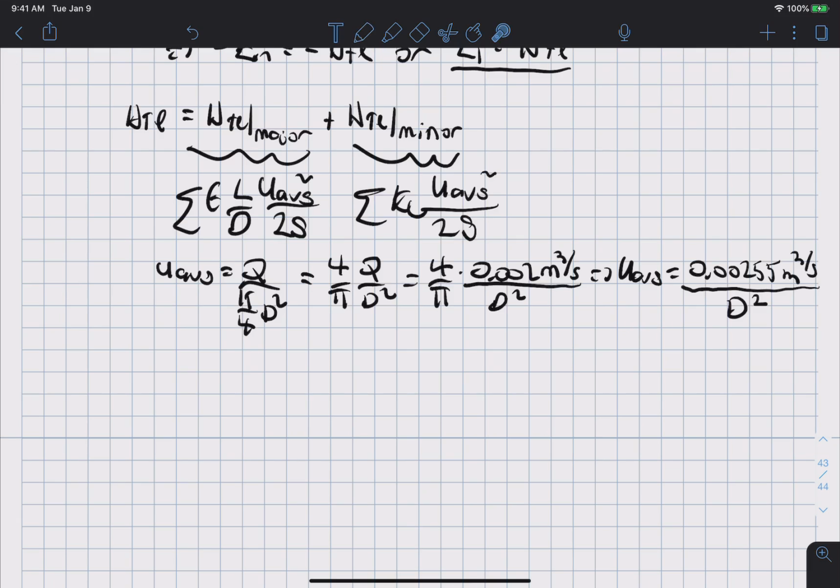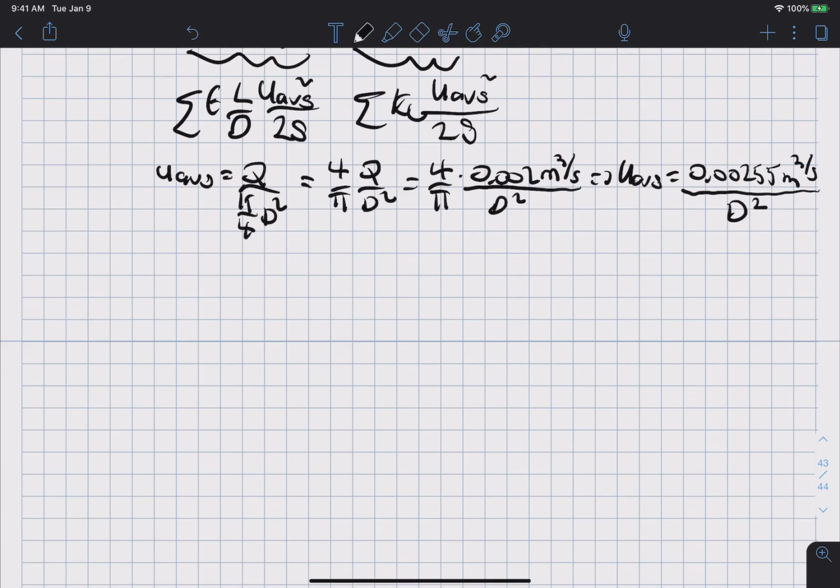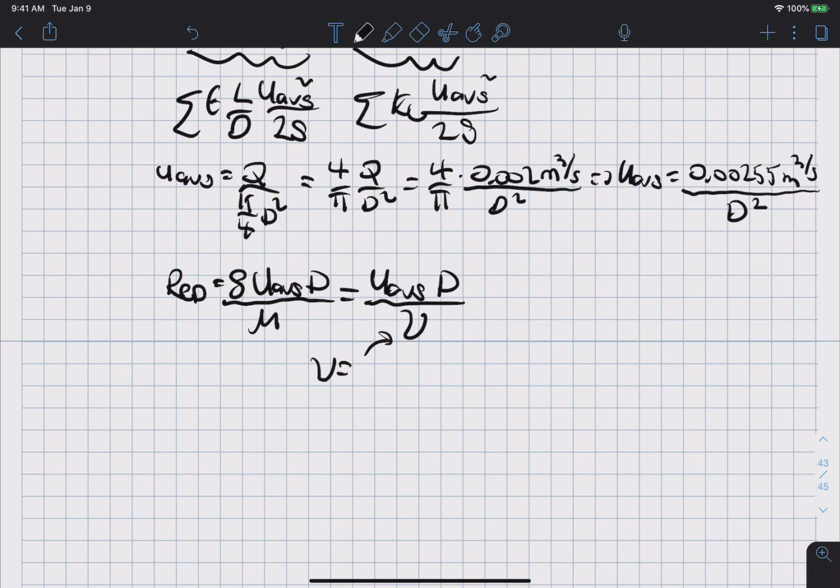Then for f, we are going to need to know the Reynolds number. And so Re_D equals rho times U averaged times the diameter divided by mu, or if you prefer, you can use U averaged times the diameter divided by the kinematic viscosity nu, because recall that nu equals mu over rho. Okay, and so we have rho divided by mu, which is just 1 over the kinematic viscosity.